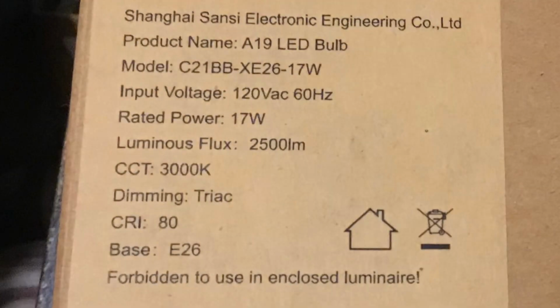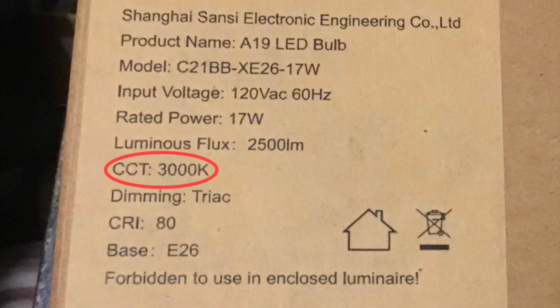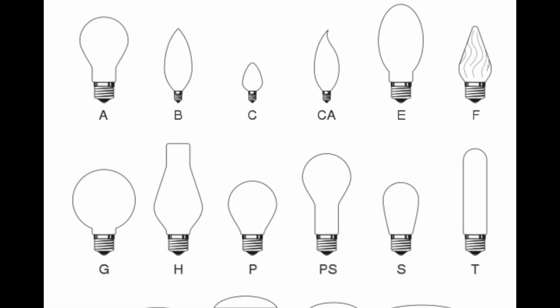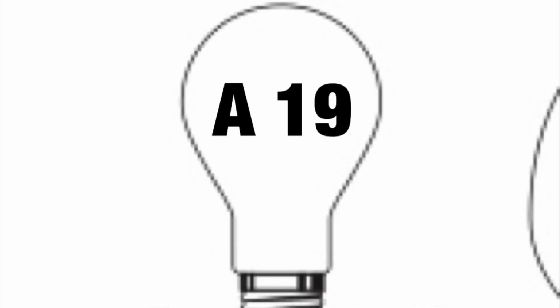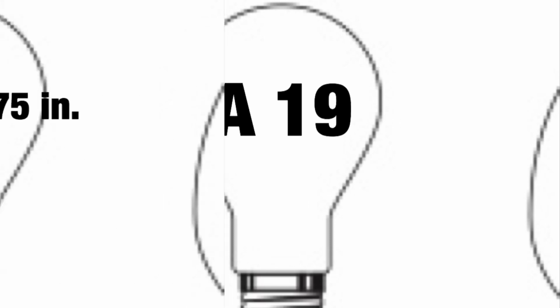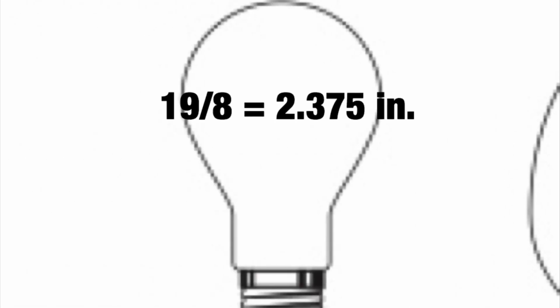These A19 bulbs have the color temperature I'm looking for, but there are other things to consider, like size, shape, and appearance. Light bulbs come in a variety of sizes, but the standard bulb shape is A. The number next to the letter indicates the maximum diameter of the bulb in 1/8 of an inch. To quickly determine the bulb size in inches, divide the number by 8.